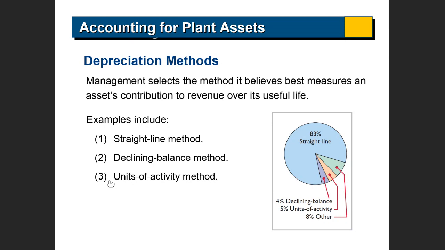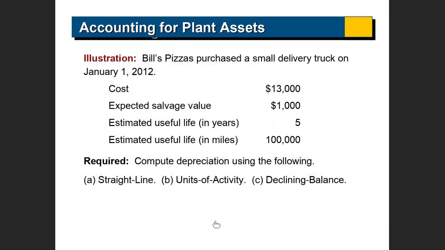So if you buy a car, and the car is supposed to drive 200,000 kilometers, right? So you divide the total cost with the 200,000 kilometers, and whatever you drove in the first year, you depreciate that, right? The second year, third year, like that. Okay, let's go to the first example.